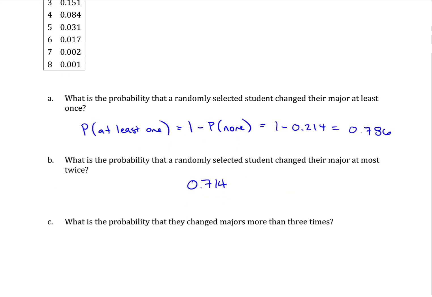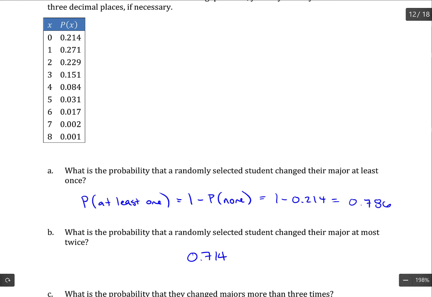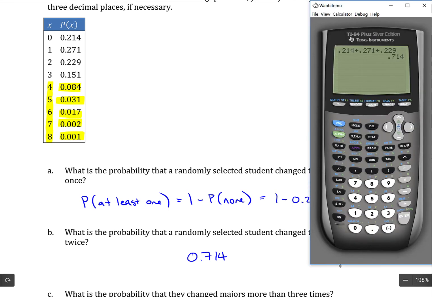What is the probability that they changed majors more than 3 times? So more than 3 times would not include 3 times. It's got to be more than 3 times. So more than 3 times would be 4 or greater. So these are the respective probabilities that we need to add together.